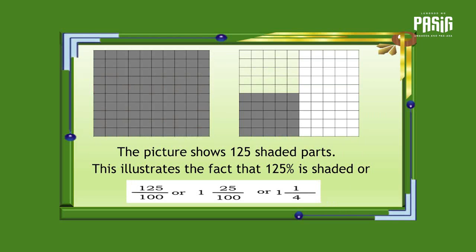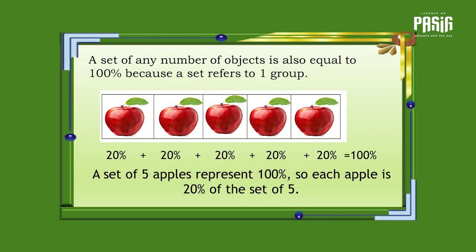As you can see, this 100 square grid shaded gray represents one whole, and this part is 1/4. Therefore, we have 1 and 1/4. A set of any number of objects is also equal to 100% because a set refers to one group.